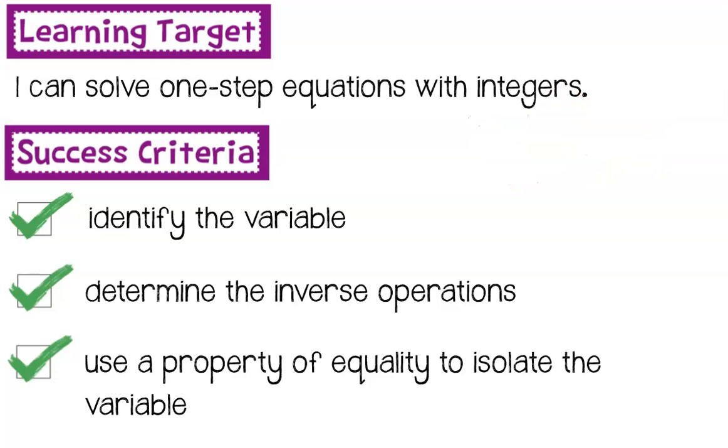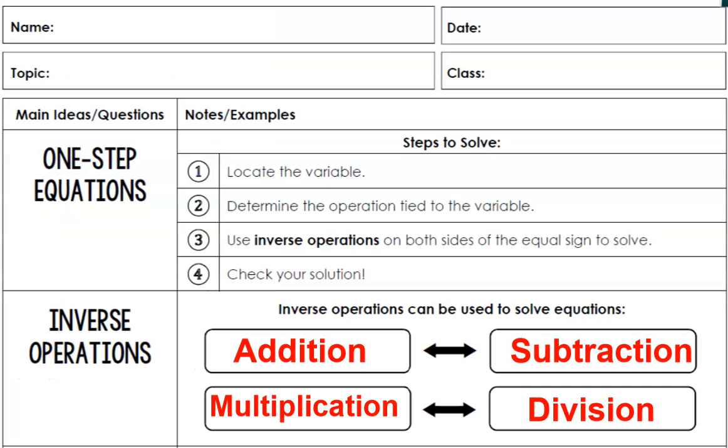In order to be successful with this lesson, you need to be able to do these three things: identify the variable, determine the inverse operations, and use a property of equality to isolate the variable. So let's get started. The first thing you need to do is locate your variable. Sometimes the variable's on both sides, but since we're starting from the beginning here, we'll keep it simple. The variable will either be on the left or the right.